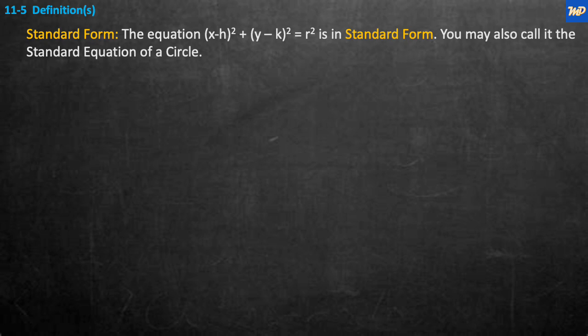Okay, so to get started, let's look at a definition. Standard form: the equation, the quantity x minus h squared plus the quantity y minus k squared is equal to r squared. This is the standard form. You may also call it the standard equation of a circle.